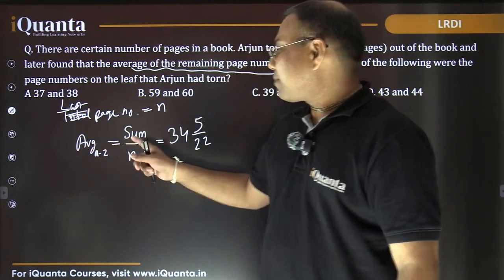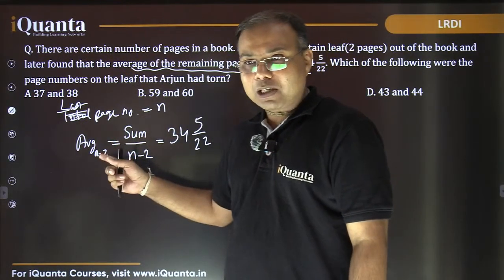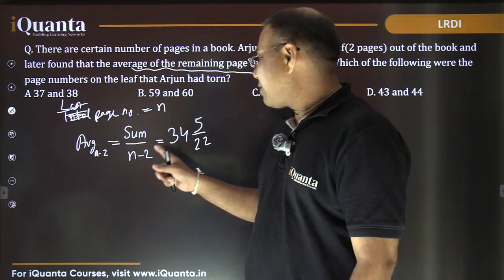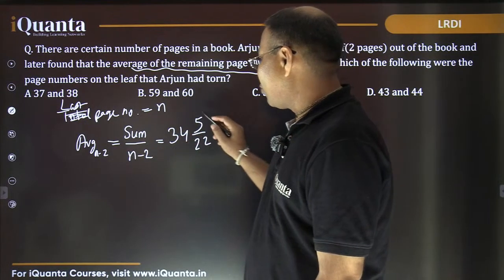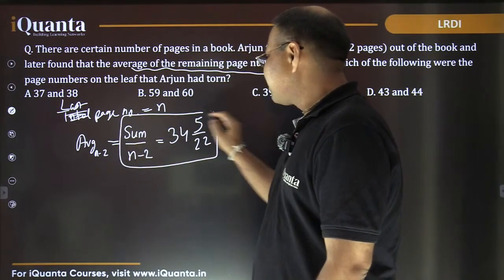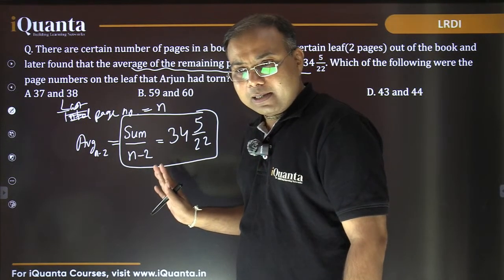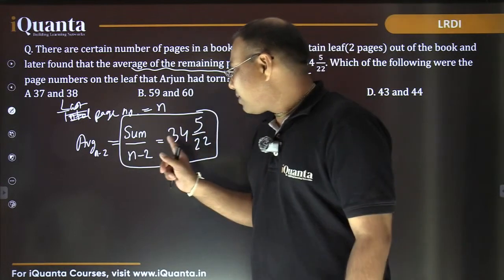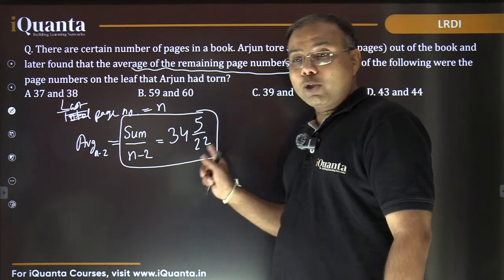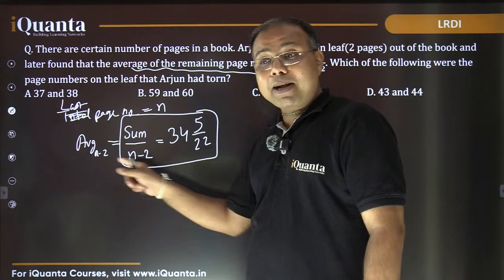So the average of those remaining n minus 2 page numbers would be sum upon n minus 2, and which is given equal to 34 5 by 22. Till that point, is it okay? Any confusion till this point? यहाँ तक बात ठीक है? So from here, you can see the denominator here is 22 and the denominator here is n minus 2.